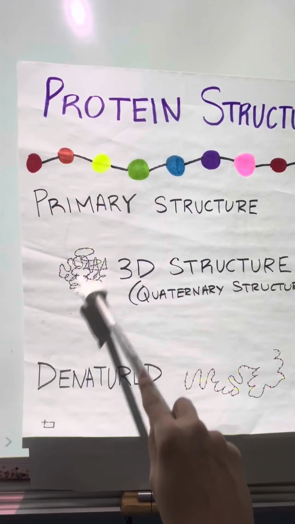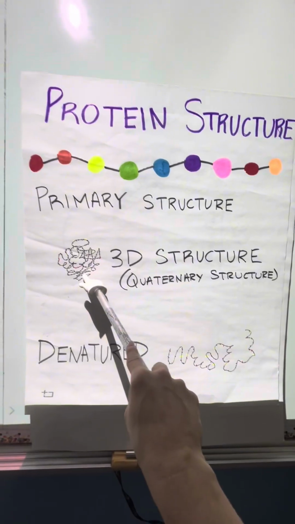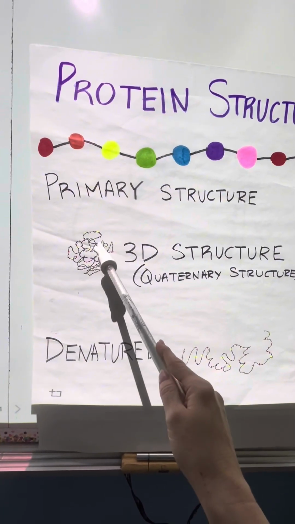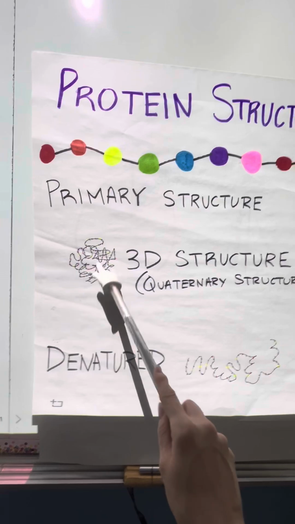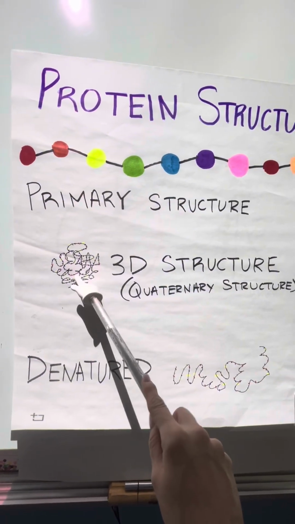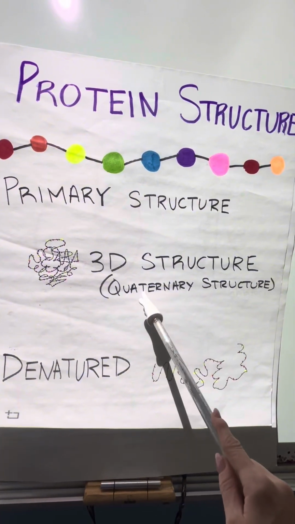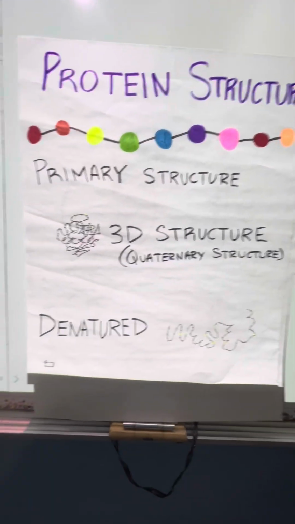And that shape is what determines how the protein works. And that shape is also going to determine how enzymes, or proteins that are enzymes, are going to function. So this is its 3D structure. And when you move on to AP Bio or College Bio, you can call it the quaternary structure.